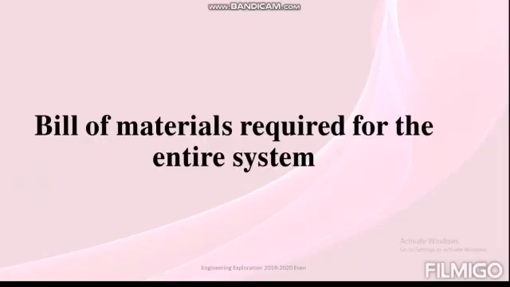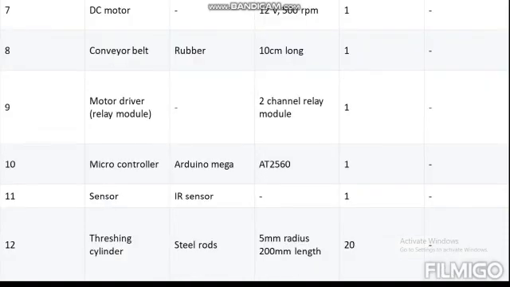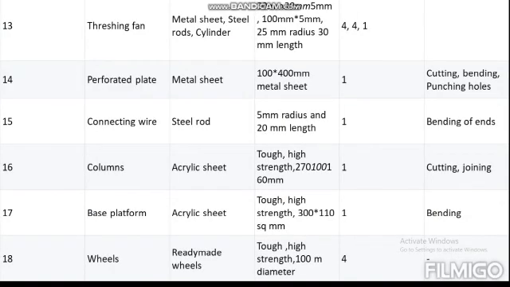Let us now look into the bill of materials required for the entire system. We require PVC pipes, plastic rods, foam sheets, acrylic sheets, rubber belts, Arduino Mega AT2560, IR sensors, steel rods, metal sheets, acrylic sheets and ready-made wheels.